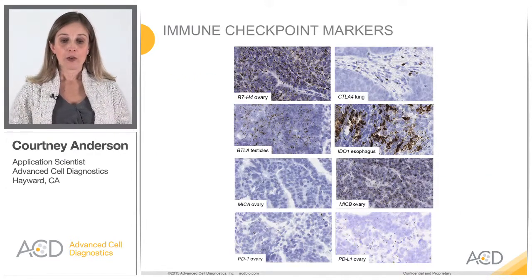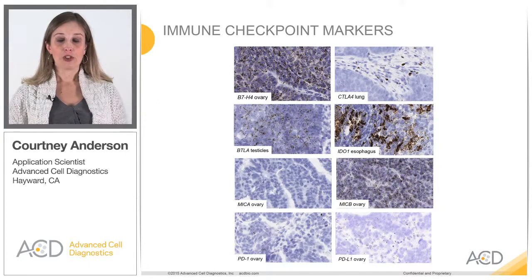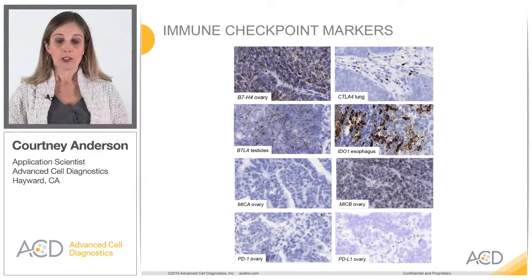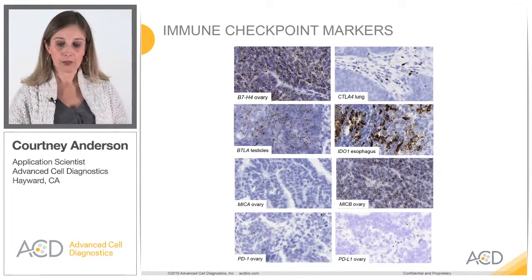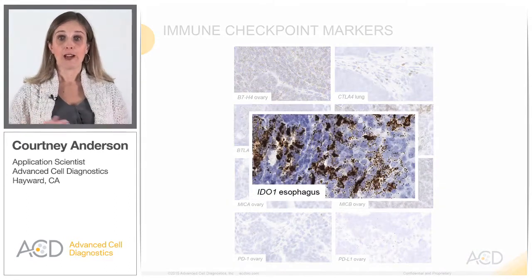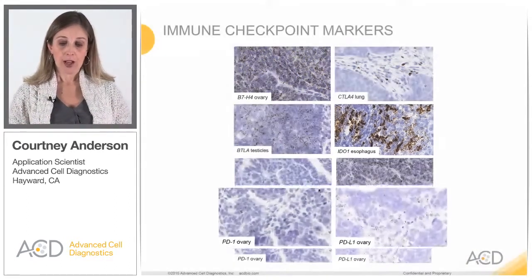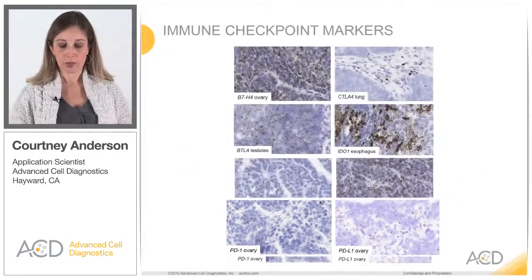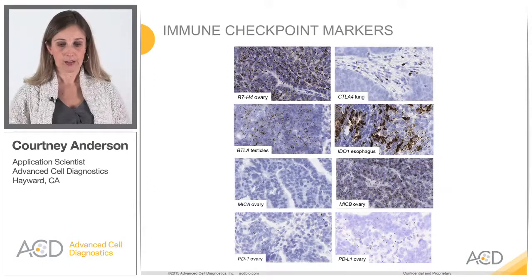Now, what I show here on the screen is a panel of immune checkpoint markers that we analyzed in our study. I show 8 here. We looked at 12 checkpoint markers in this study, and I'd just like to highlight a few of these. We have IDO1 in the esophagus, which is a very high expressing cell. We also have PD1 and PDL1, which are much lower expressing immune checkpoint markers.